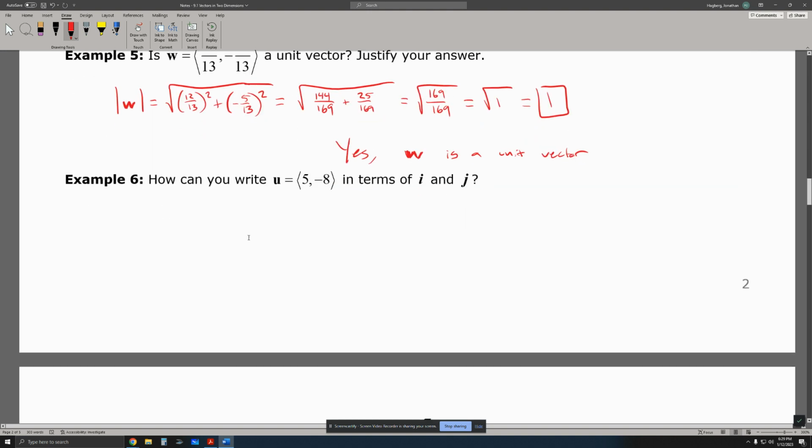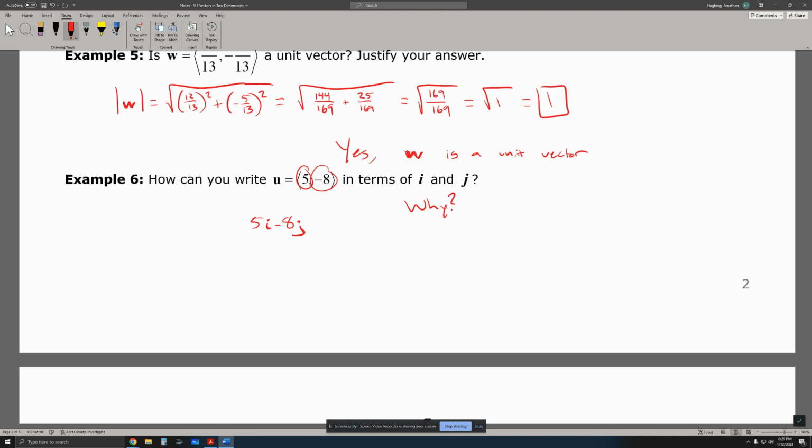All right, example 6: how can we write vector u in terms of i and j? Well, I know that the horizontal component is 5 and the vertical component is -8. In fact, we can write this vector as 5i minus 8j. Now, why can we do this?